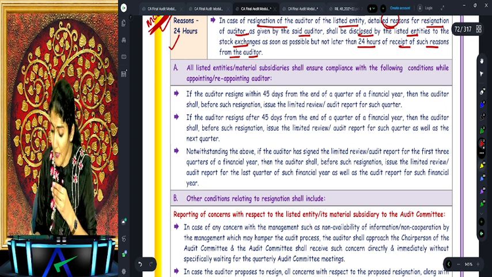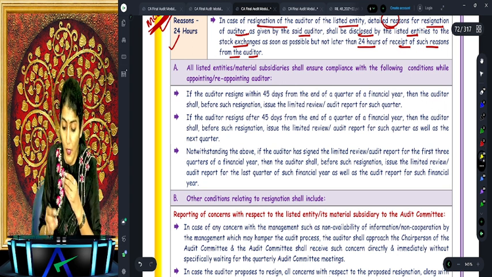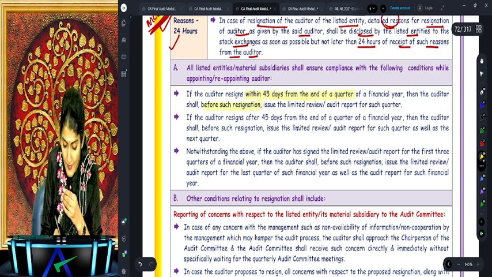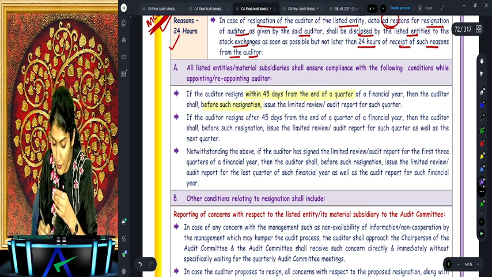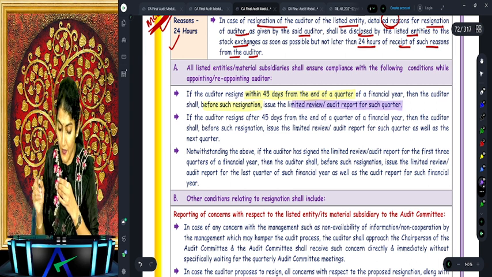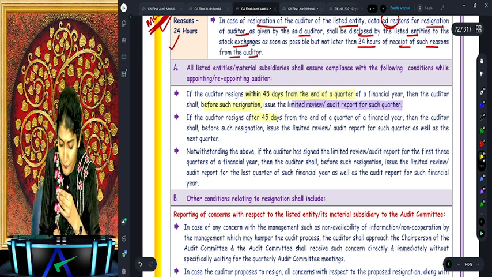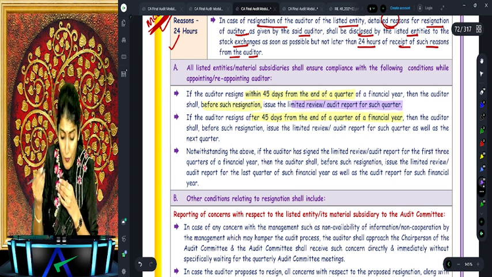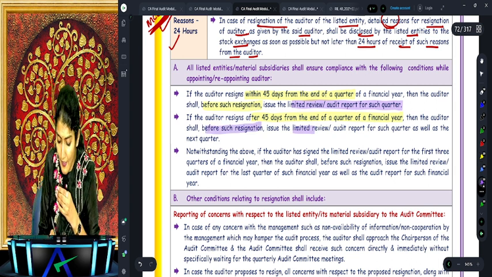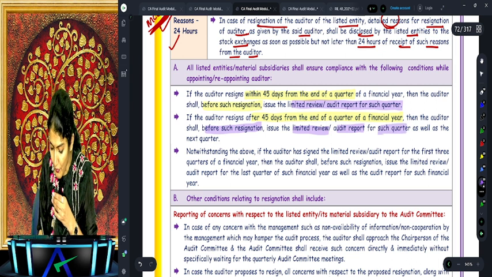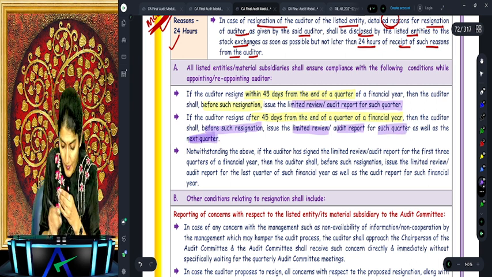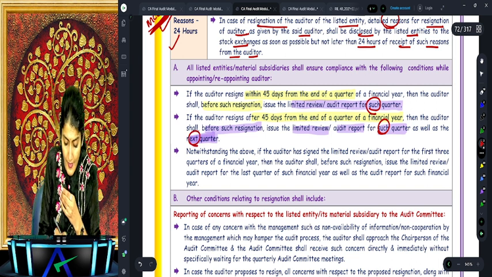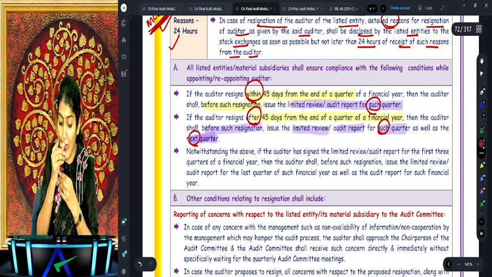Now, if the auditor resigns, listen to me, within 45 days from the end of the quarter, then before such resignation, he has to do the limited review audit report of such quarter. If the auditor resigns after 45 days from the end of the quarter of the financial year, then before such resignation, he will do the limited review audit report of such quarter as well as the next quarter. Are you getting that? Such quarter and the next quarter: within 45 days, after 45 days.